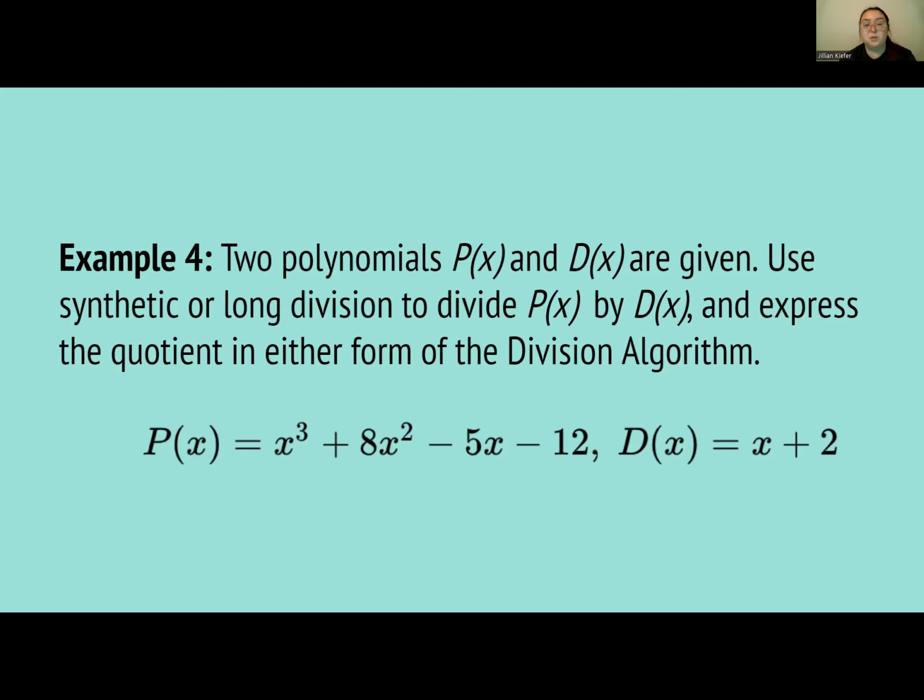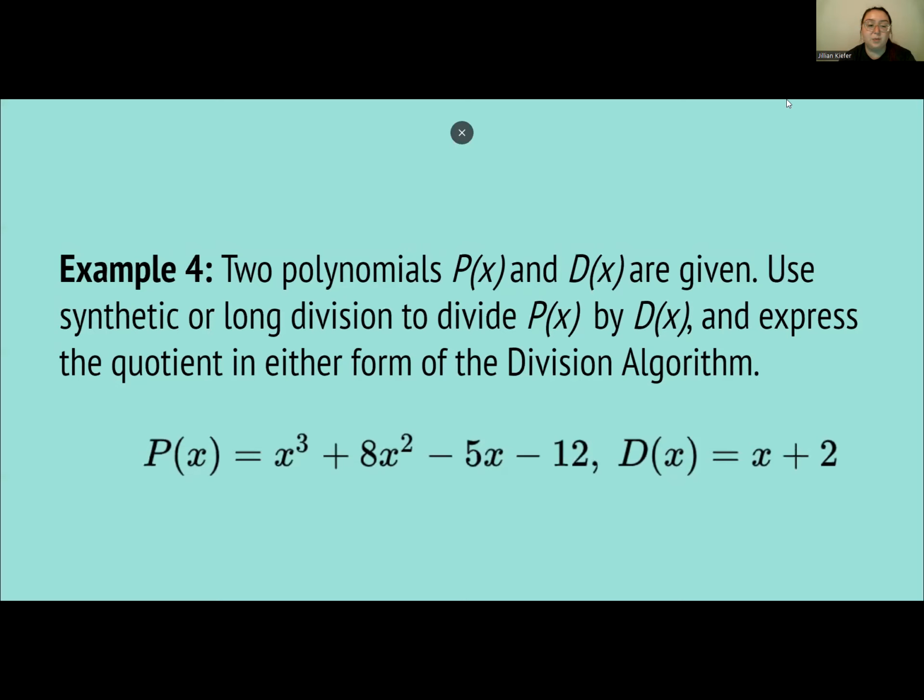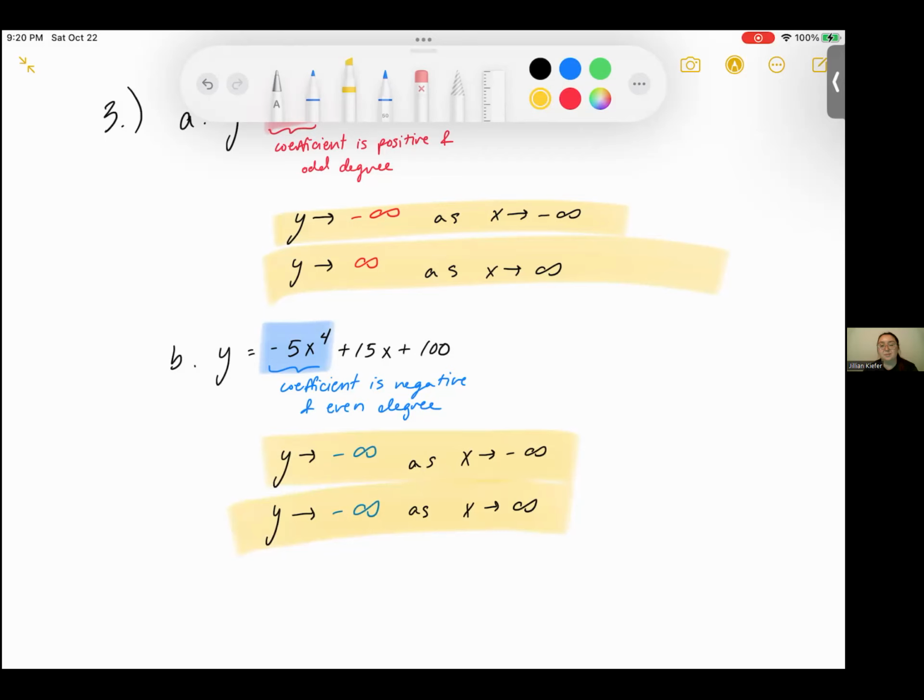The division algorithm will also be given to you on the exam, so you do not need to have it memorized or written down or anything like that. So yeah, let's go ahead and go on over to our notes to solve this problem. We've got p of x is equal to x cubed plus 8x squared minus 5x minus 12, and d of x is x plus 2. So, all right, let's go and head on over.